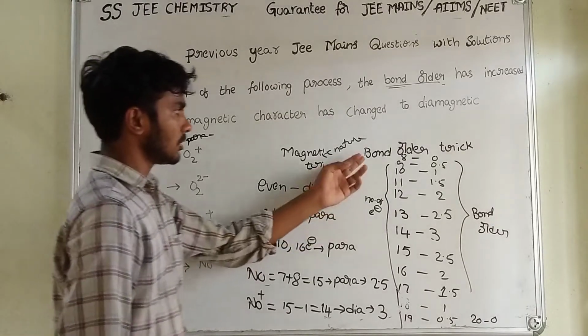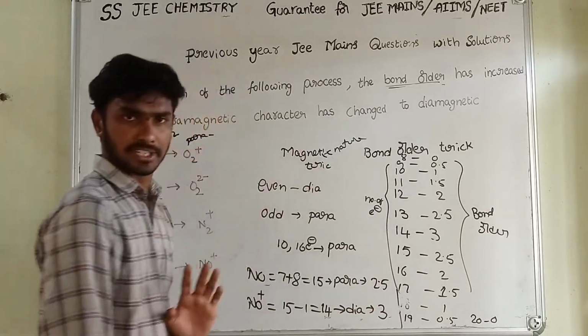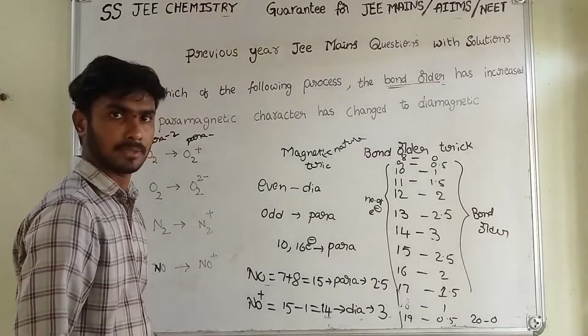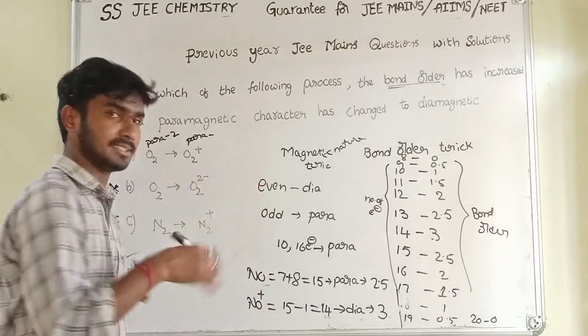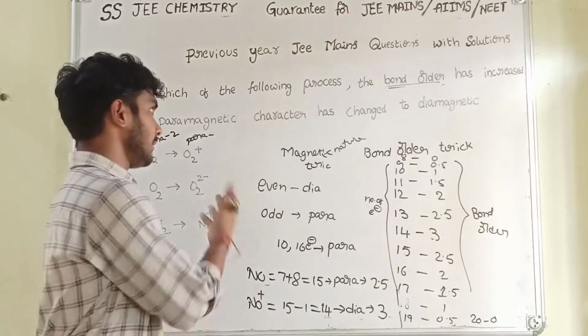Okay. So this is the bond order trick and magnetic nature trick. In maximum cases it satisfies. Okay, 99.99% it satisfies. Okay, please note down.